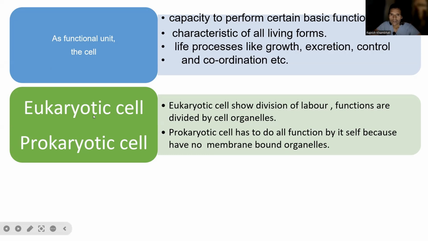And there are two types of cells we can see. Cell number one is called the eukaryotic cell, and the other type is the prokaryotic cell. Let's have an overview of both the cells. The eukaryotic cell shows division of labor. Functions are divided by the cell organelles. In eukaryotic cells, what is happening? The cell does not do all the functions by itself. It will divide all these functions.